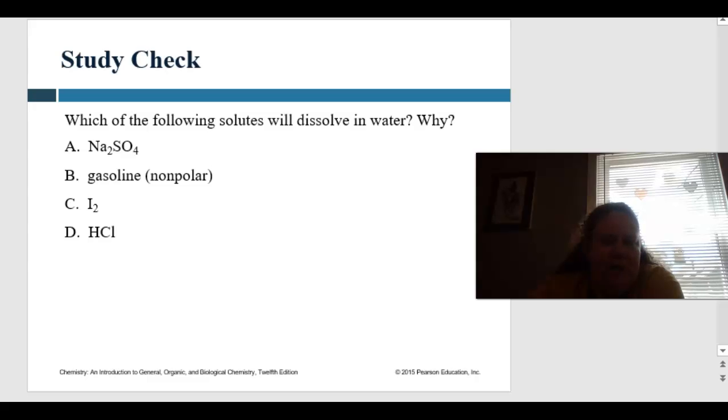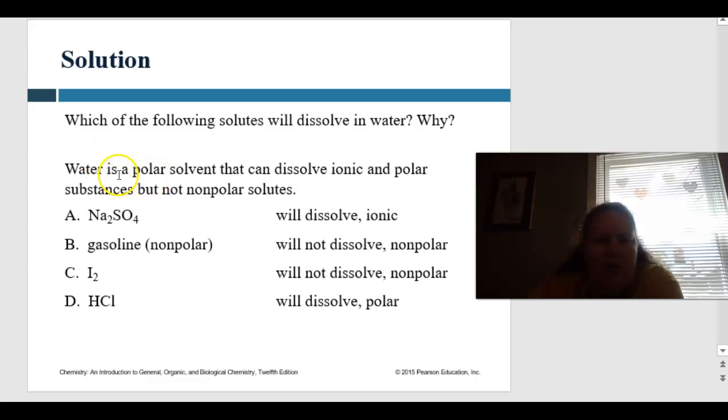So with the following solutes, will they dissolve in water and why? Okay, pause me and come back. Okay, for A, Na2SO4, it will dissolve because it's ionic. For gasoline, it will not dissolve because it's nonpolar. For I2, it will not dissolve because it's nonpolar. For HCl, it will dissolve because it's polar. All right, good job, guys.